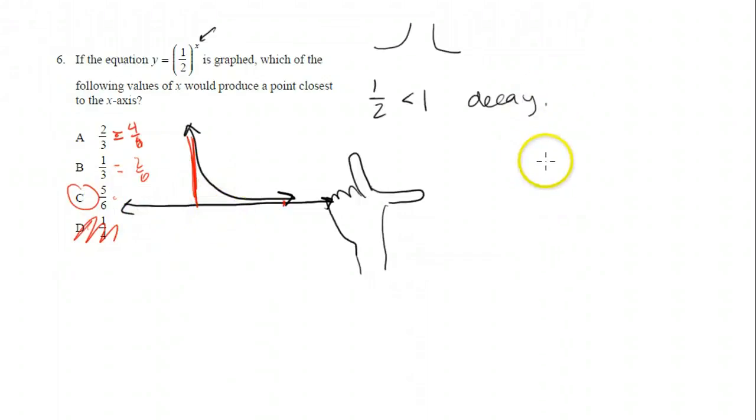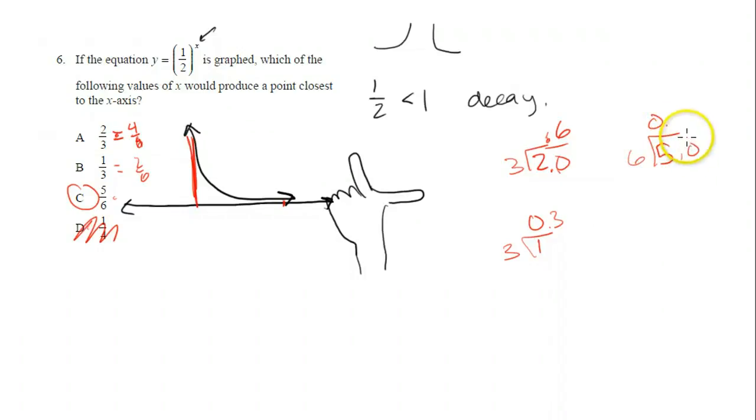Another way you could have done this is by getting decimals. So 2 divided by 3, it goes in 6 times after we add the decimal. 1 divided by 3 is 1/3, or 0.33. 5 divided by 6 goes in 0 times, so we add the decimal, and it goes in there 8 times. So we can see already 0.8 is the largest number. So that's going to be the number that's closest to our x-axis.